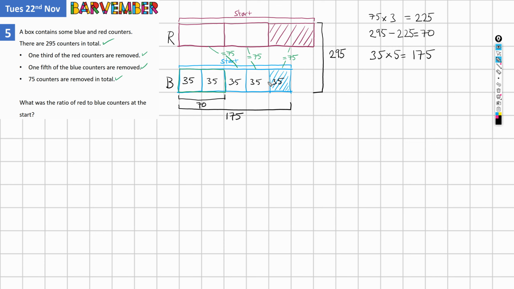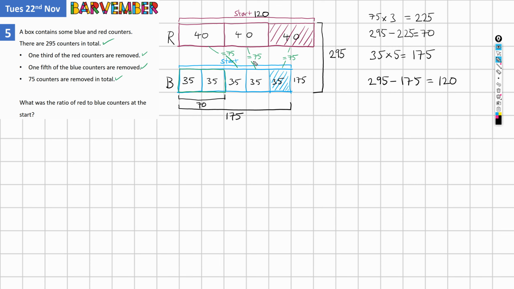So at the beginning, there were 175 blue counters. Well, I know the total number of counters, that's 295. So if I do 295 minus 175, I'm left with 120, which must be the value of the red counters. Okay, so that's 120. And I could fill it in if I wanted to. These each have a value of 40. I'm not actually asked for this, but there we go.